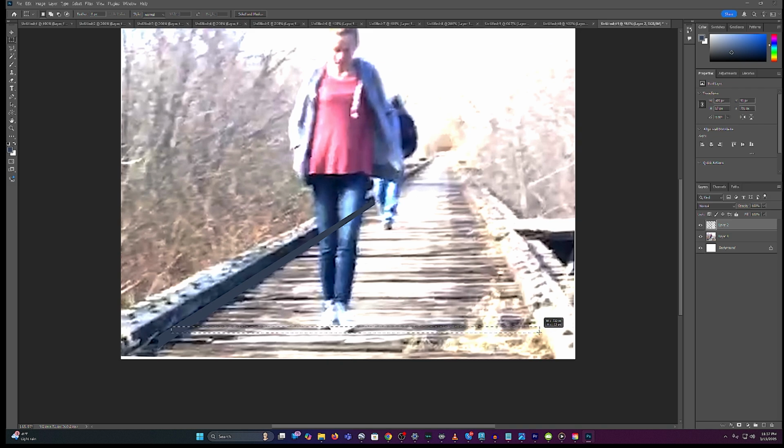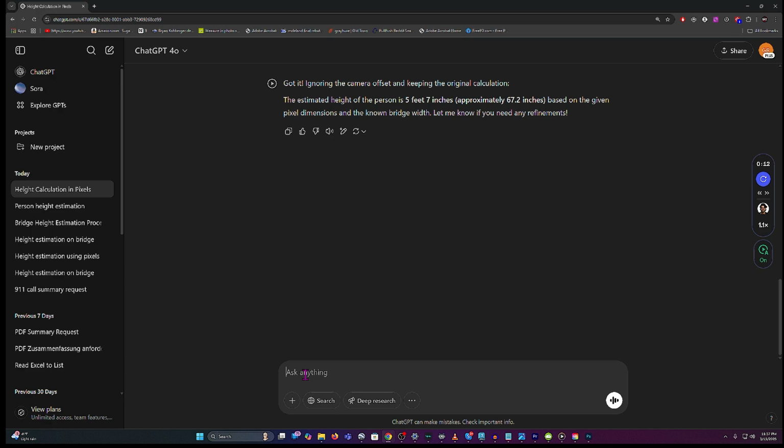So this is going to be the width of the bridge, and that is 732. All right. So the width is 732, and then I guess we have to measure the height.